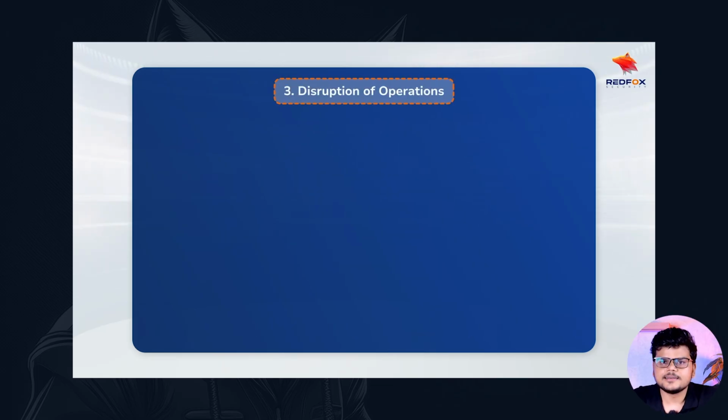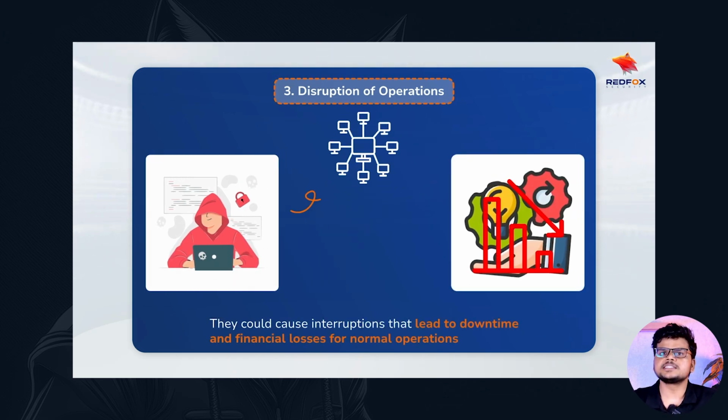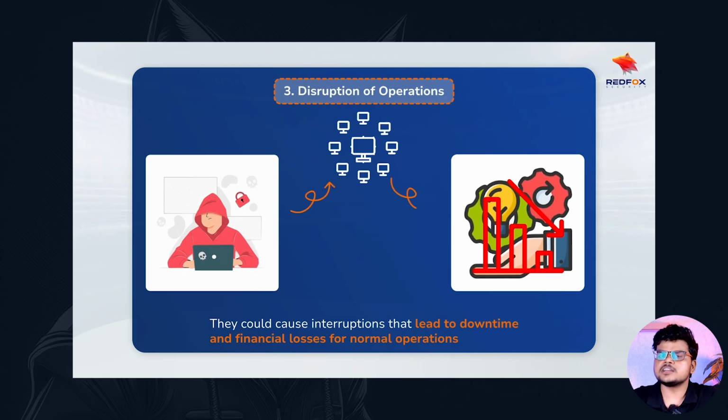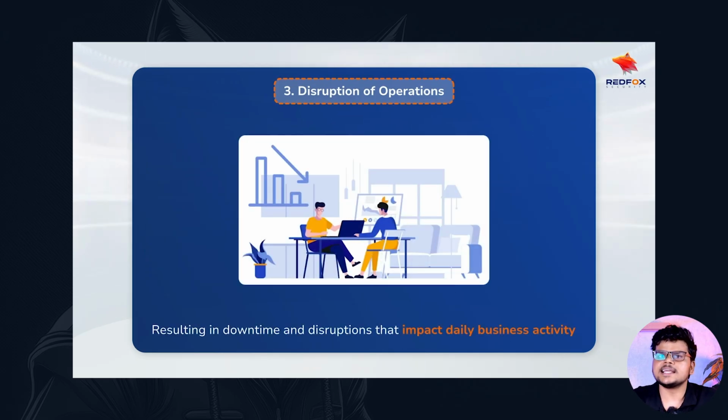Disruption of operations. If an attacker gains control of critical systems or infrastructure, they could cause interruptions that lead to downtime and financial losses, disrupting normal operations and impacting daily business activity.